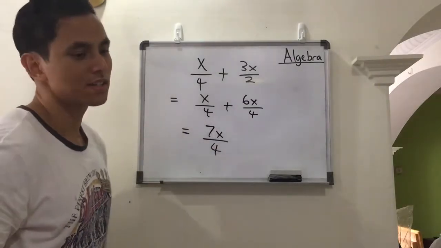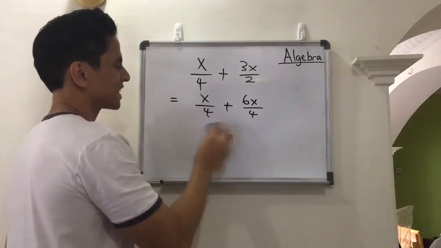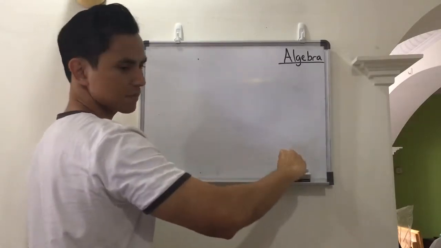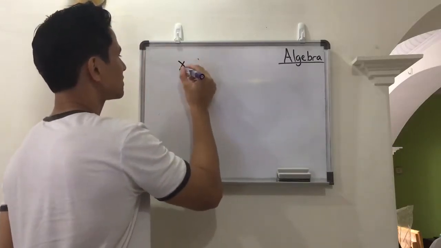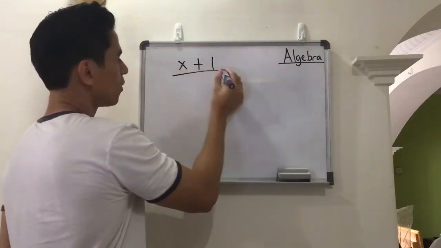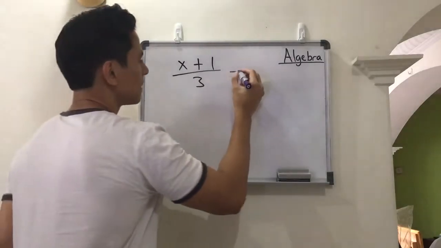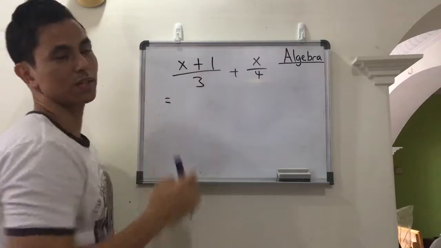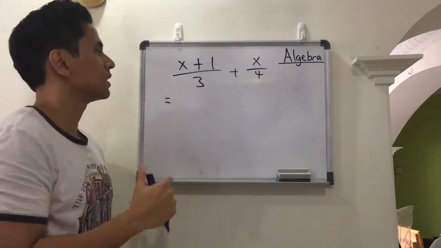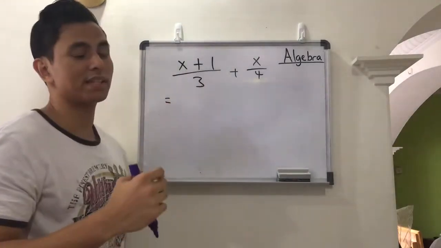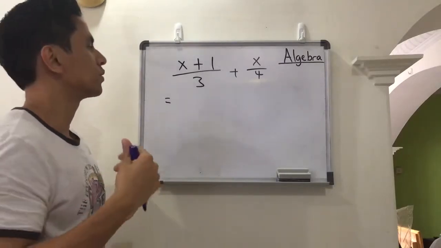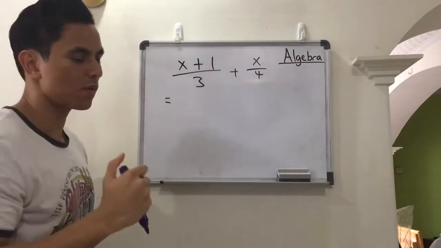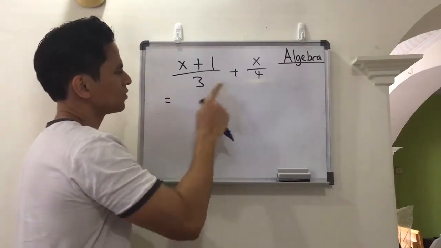Alright, so moving on, something slightly more complicated. We have a second example here. Suppose we have x plus 1 over 3 plus x over 4. See, now we have our x plus 1 here. But again, hold on. The key to these types of questions is always to make the denominator the same. So we go about thinking how to do that first, and we do not worry about this x plus 1.